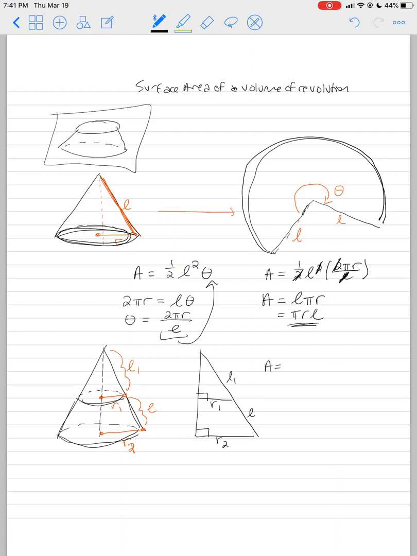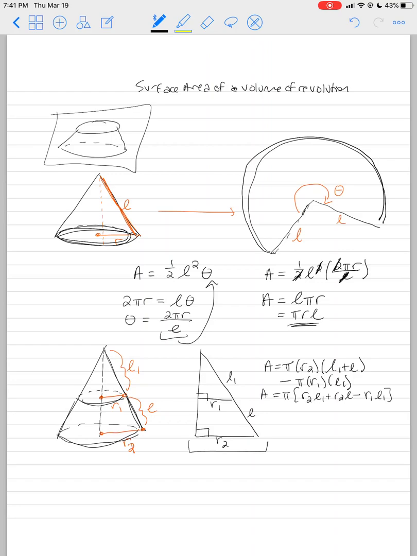Okay. Using this formula, pi times the radius of the big cone, otherwise known as R2, times the lateral side length of the big cone, known as L1 plus L, minus pi times the radius of the little cone, the one I cut out, times the lateral side of that cone. In other words, my area is pi times, let's make sure I do this right, R2L1 plus R2L minus R1L1. Yes. Okay.